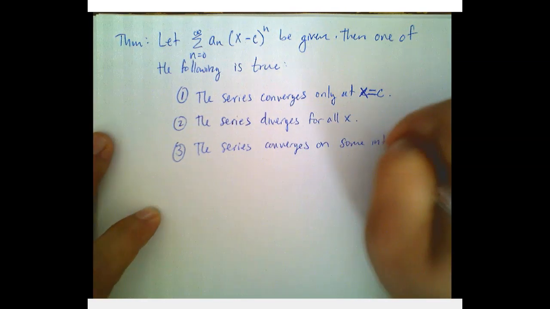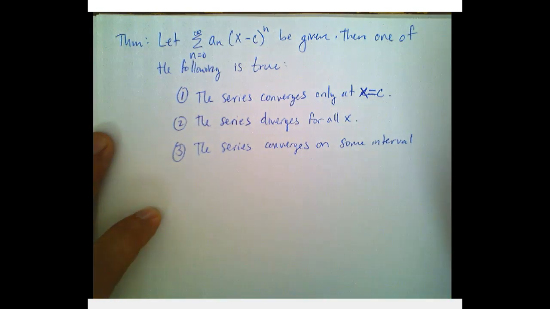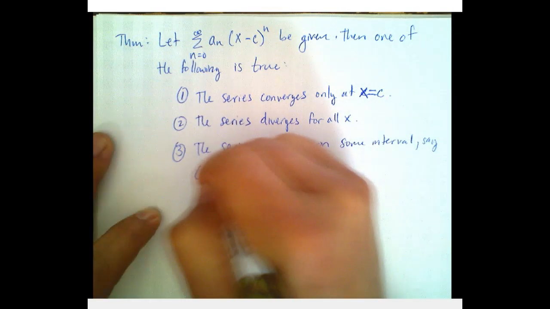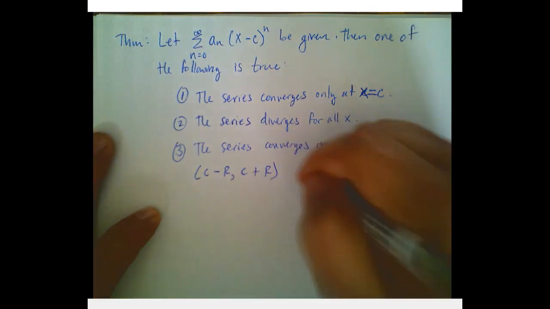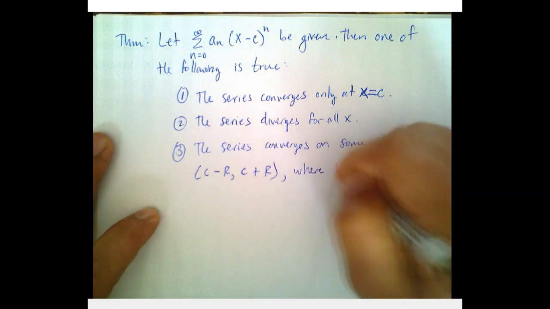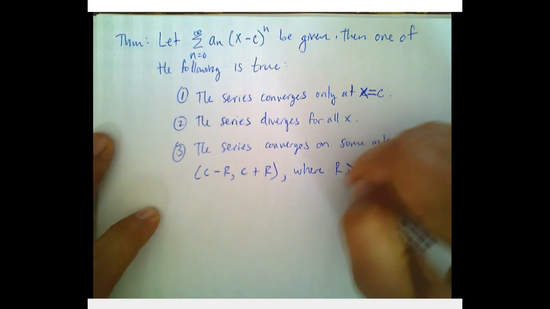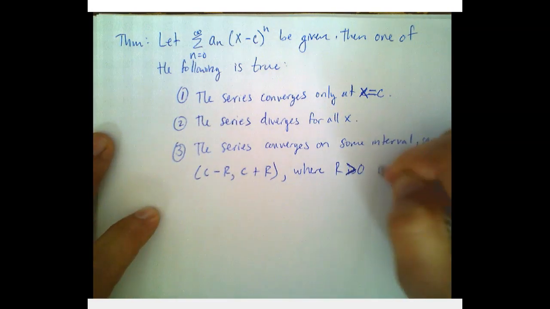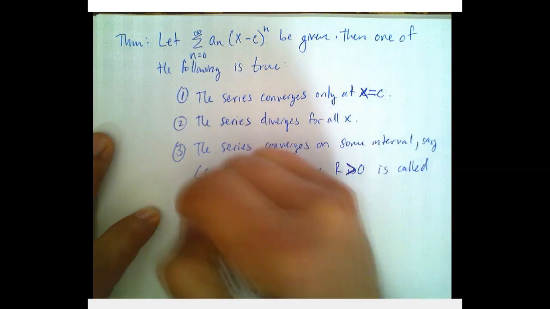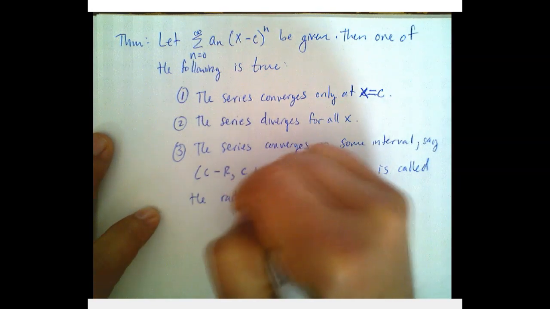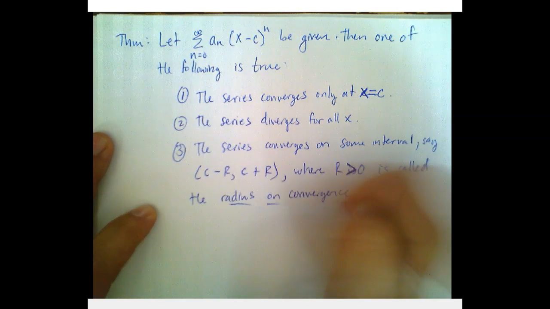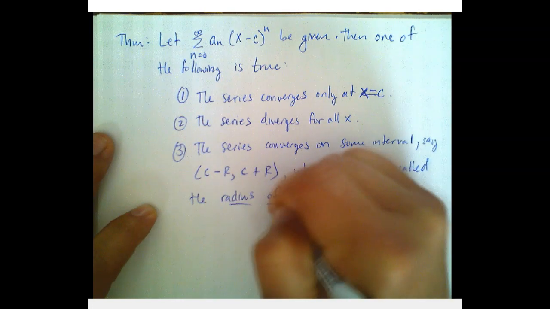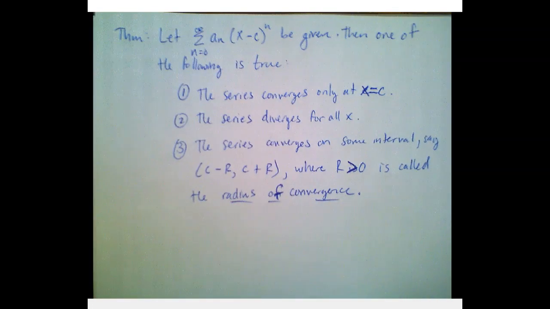Some interval, say c minus R to c plus R, where R greater than 0, is called the radius of convergence. Radius of convergence. Okay.